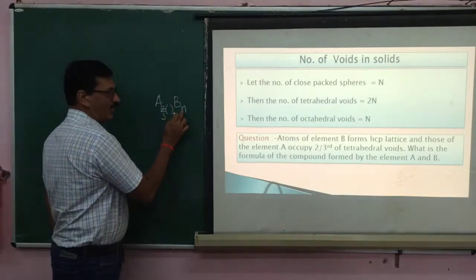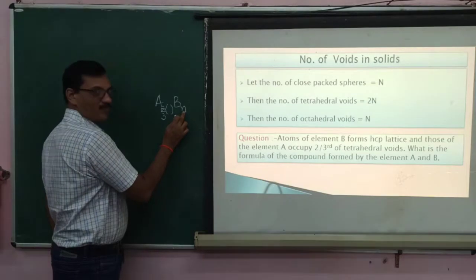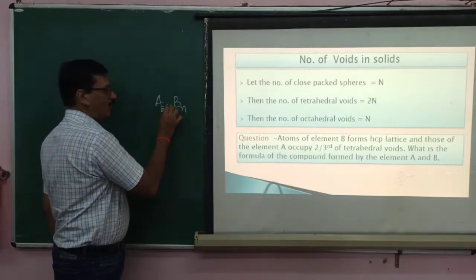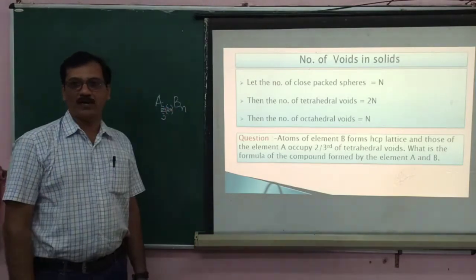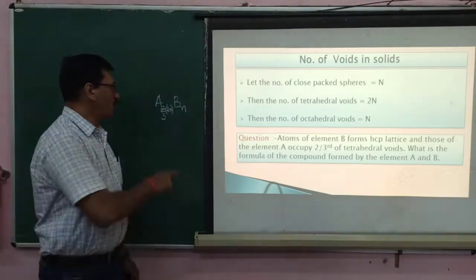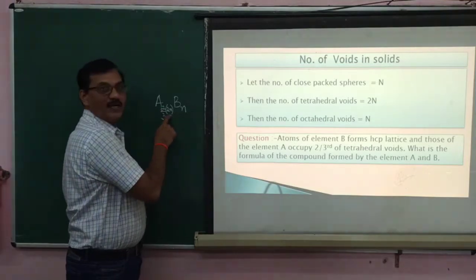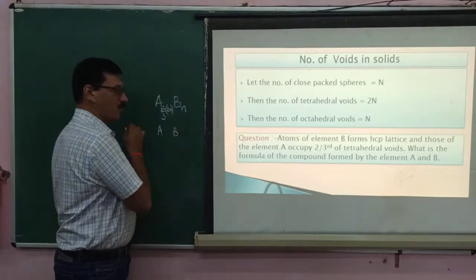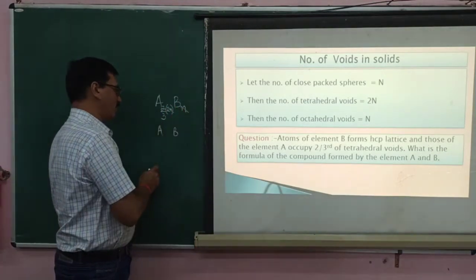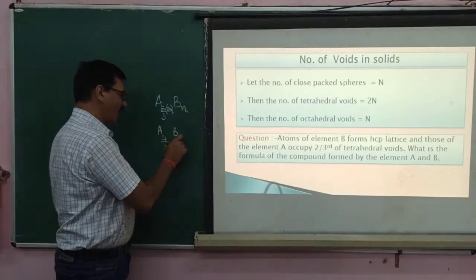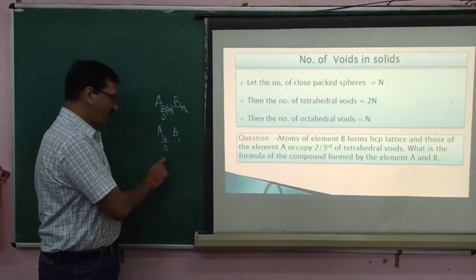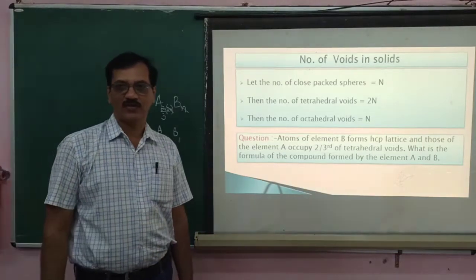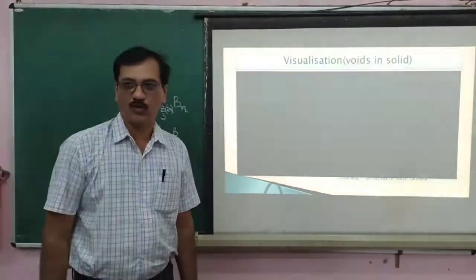As you know, if there are n atoms, then there will be 2n tetrahedral voids. So the number of A will be 2/3 of 2n. Keep it in the simplest way so that n can be cancelled. So this is 4/3 and 1, or you can say A4B3 is the formula of that compound. So this is the way we can solve it.